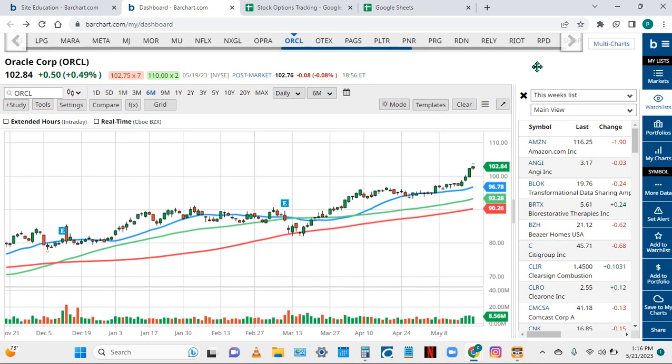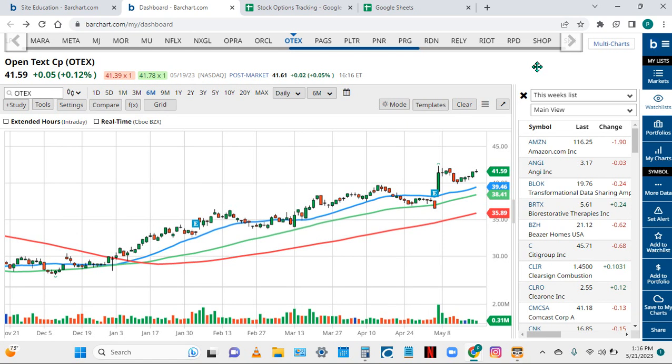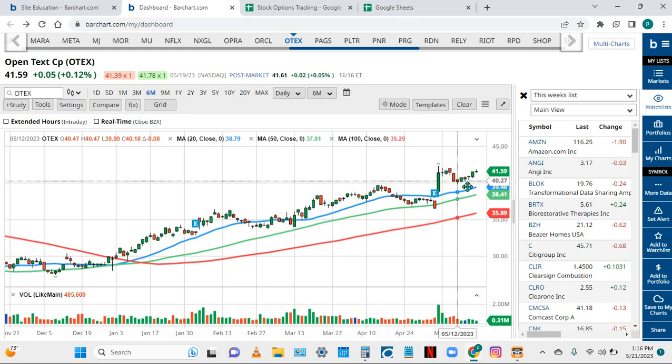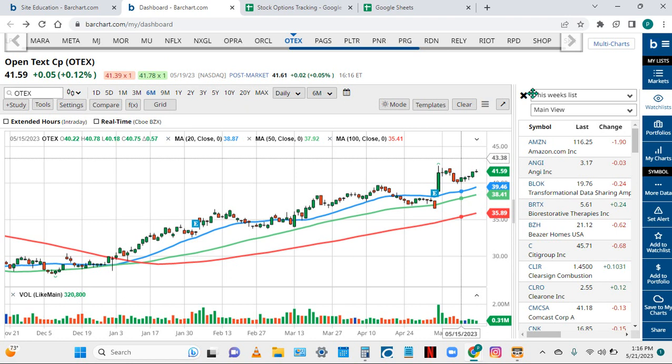Oracle has been another very strong performer this year in an uptrend. And it looks like that is going to continue. Open Text, I'm in this one. This looks like a nice move after earnings. Gapped up, closed up, and then pulled back, and now it looks like that uptrend in OTEX is going to continue. So that's one I'm in now. That's for me maybe an add this week.